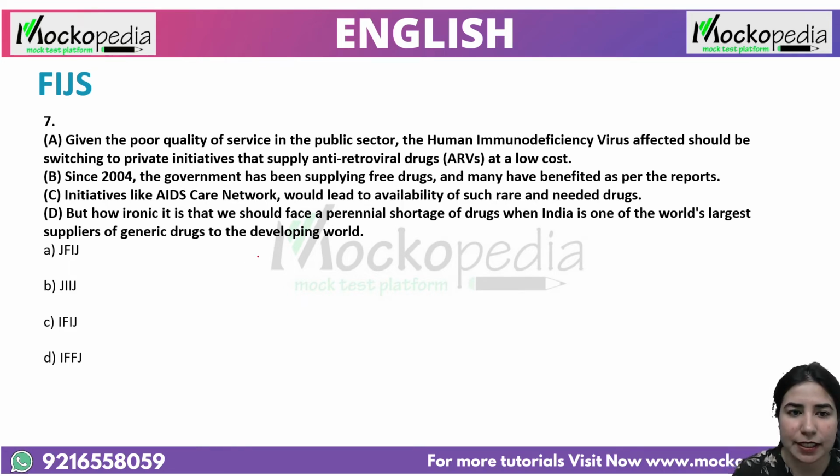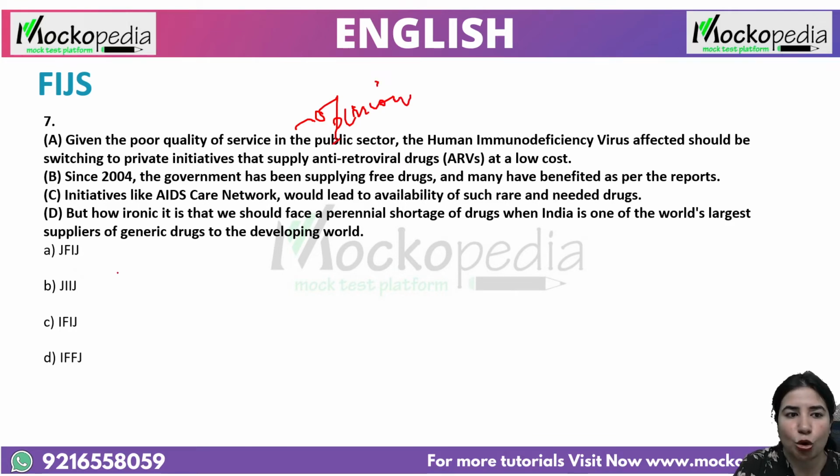Sure you've tried this. So let's do this interesting question and find out what will work best as an answer. Given the poor quality of service in the public sector, the human immunodeficiency virus affected should be switching to private initiatives that supply antiretroviral drugs at a low cost. तो ऐसा करना चाहिए. ये क्या हो गया, एक ओपिनियन हो गया, राइट?